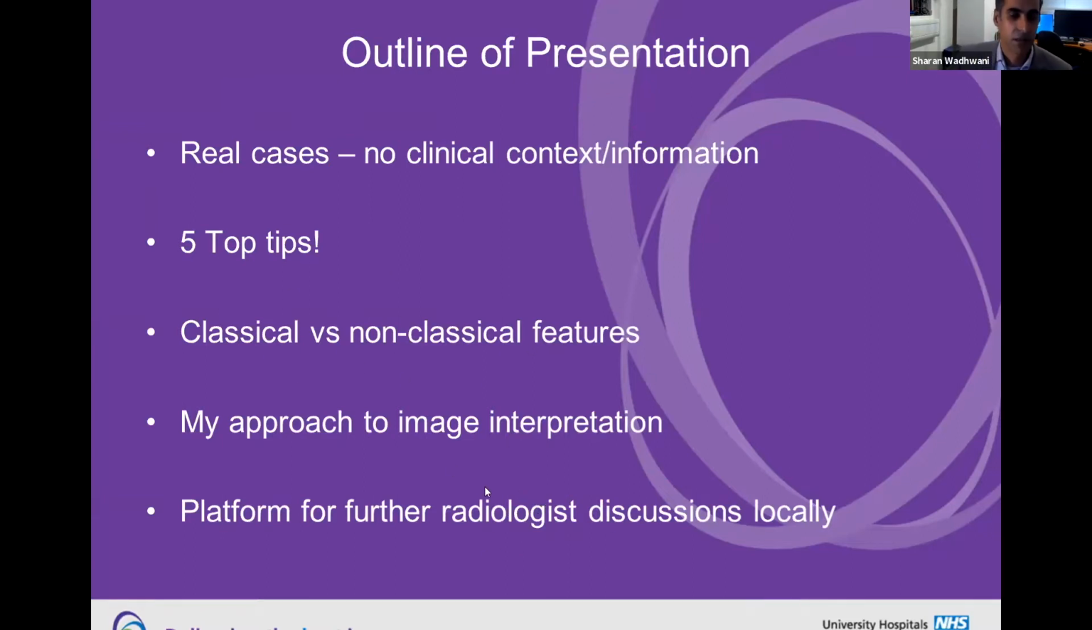I've tried to structure this talk to give you 5 of my top tips for working out what things are. But I'm not going to talk a lot about classical versus non-classical features. There are lots of subtleties in liver imaging where we can get mimics of lesions that look like other lesions, and there are subtleties that will help us out. I'll do a bit of that, but that's again a whole other volume of discussion, so I'll keep to the basics today.